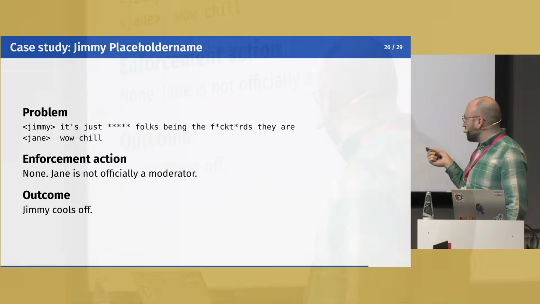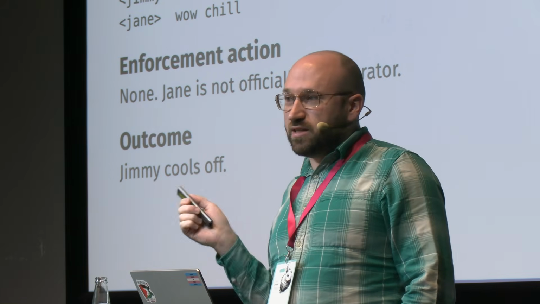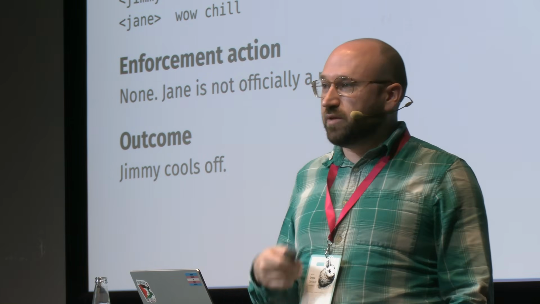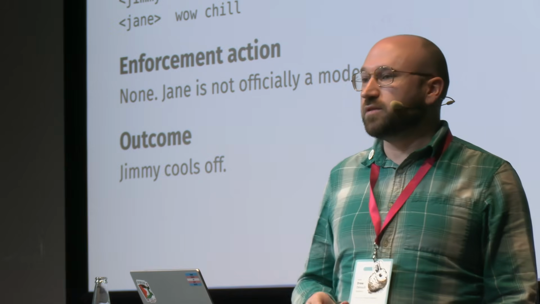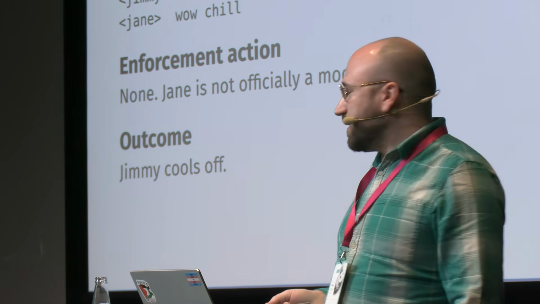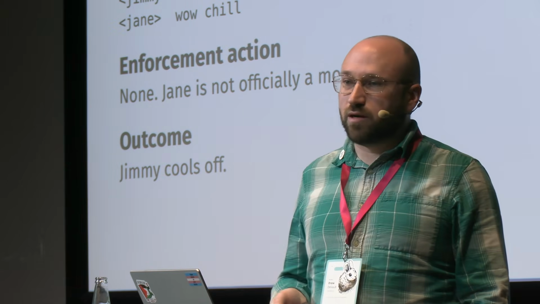And I mention this example in particular because it's an example of participatory governance, of the community being involved in enforcing its own values. And no moderators had to get involved in this case. The problem solved itself with Jane's help. That's it.